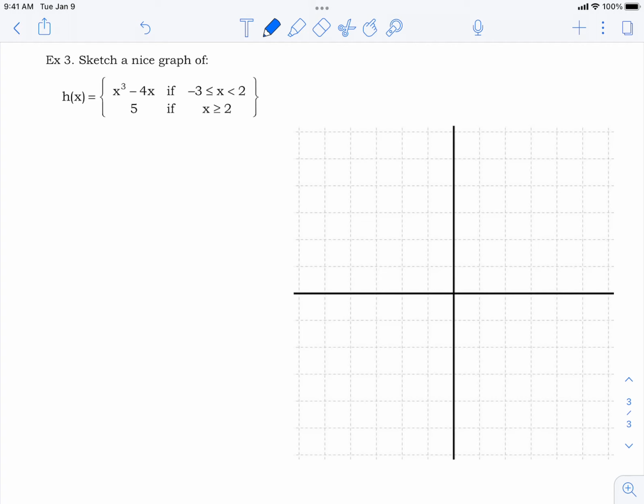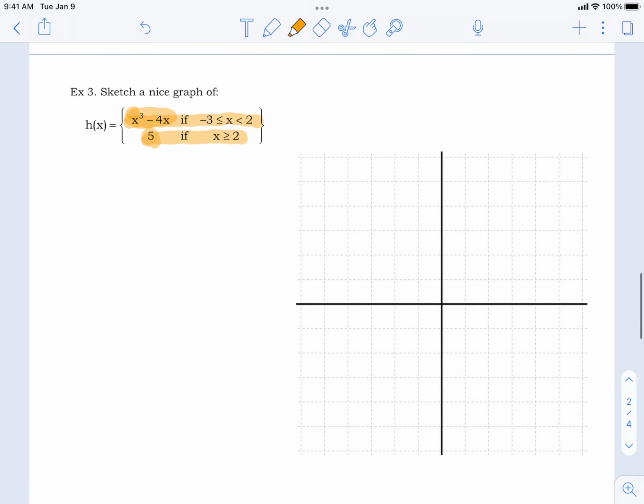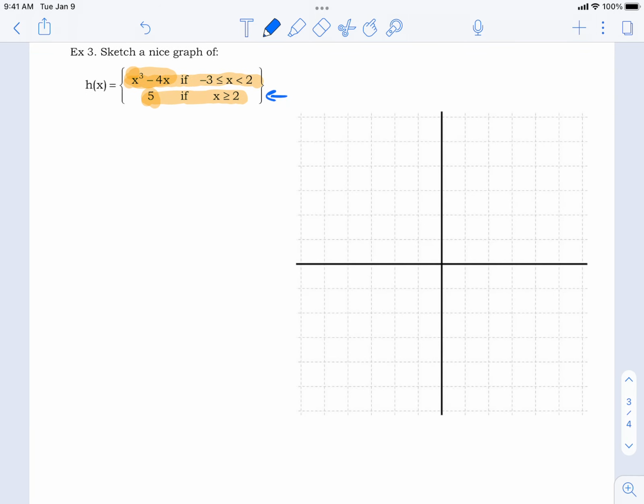Okay, so what are we going to do? First of all, what we have here is, it looks like we got two pieces. So if x is between -3 and 2, you're supposed to go here and figure out your y values. And if x is something bigger than 2, or equal to 2, you're supposed to go here to figure out your y values. Well, this part's going to be easy to graph, this part here. It says if x is greater than 2 or equal to 2, y is 5. So here's x equals 2, come up to 5. If x is anything bigger than that, stay at 5. Okay, so that's what's happening there.